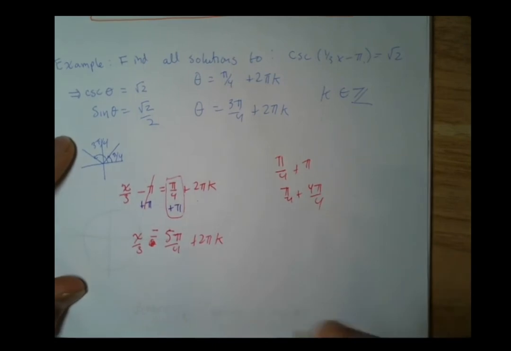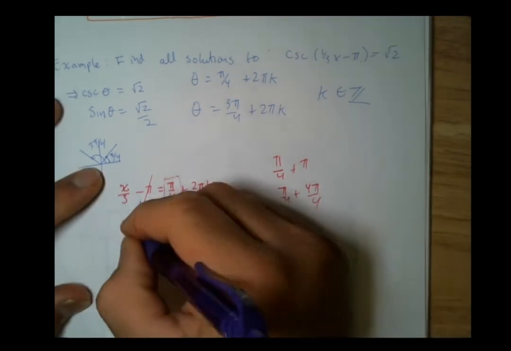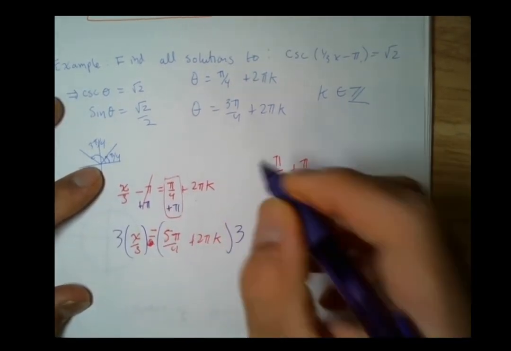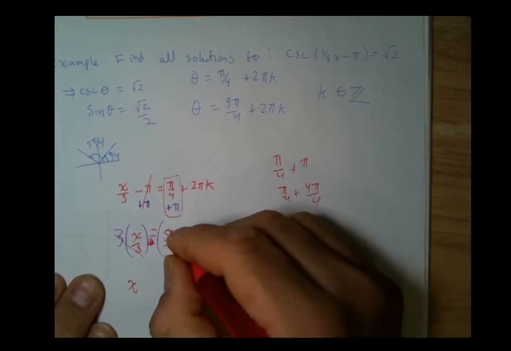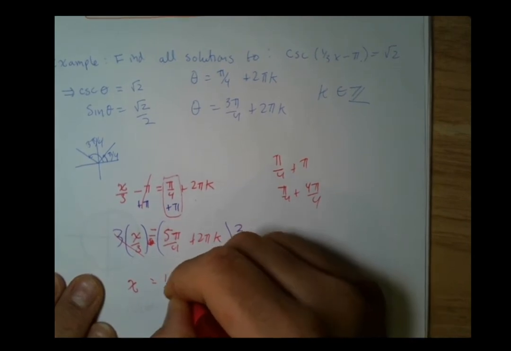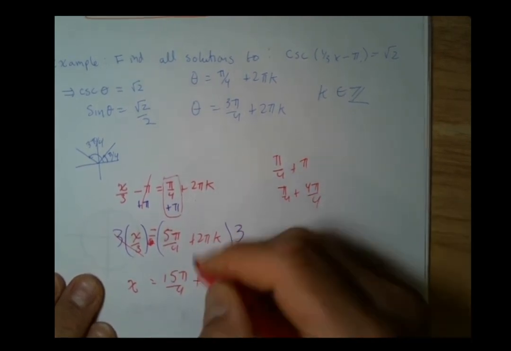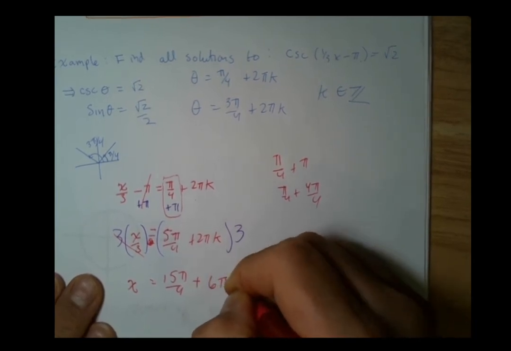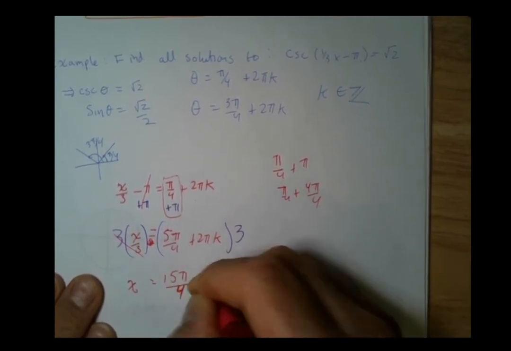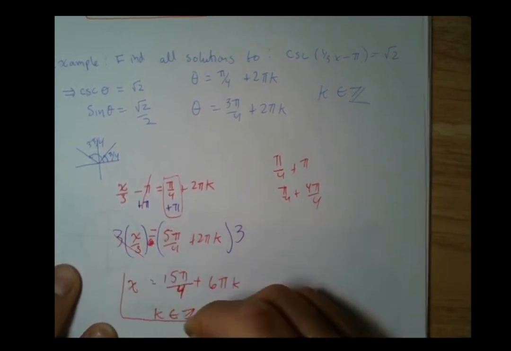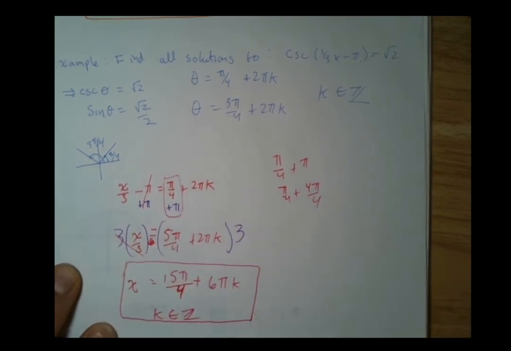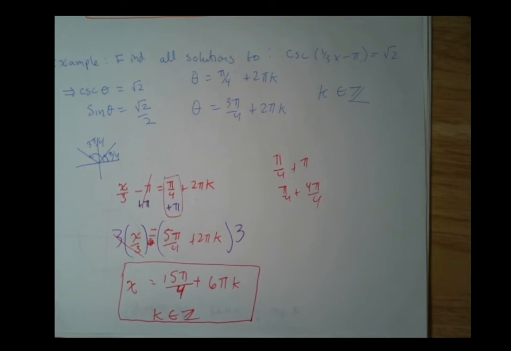All right. And then the last step here, again, to isolate x would be to multiply both sides by 3. And again, don't forget to distribute here. So we get x equals 3 times 5, which is 15 pi over 4, and 3 times 2 pi k is 6 pi k, where k is an integer. And that is one equation that represents an infinite number of solutions. Okay, now let's work on the other one here.